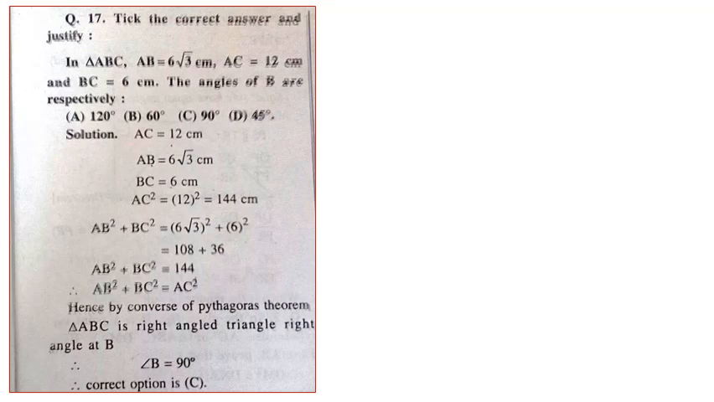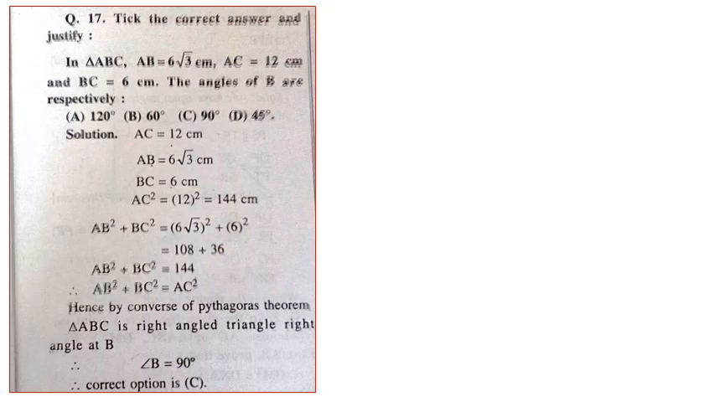Question number 17. Tick the correct answer and justify. In triangle ABC, AB is equal to 6 root 3 centimeter, AC is equal to 12 centimeter, and BC is equal to 6 centimeter. Then the measure of angle B is option A 120 degree, B 60 degree, C 90 degree, and D 45 degree.